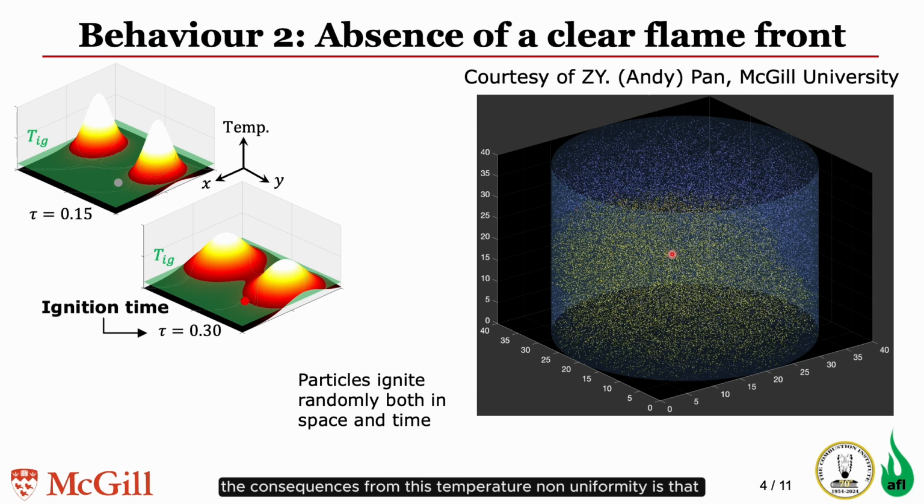So the consequence of this temperature non-uniformity is that we do not see a clear flame front separating the burnt particles and the unburned particles like what we normally see in a gaseous flame combustion.